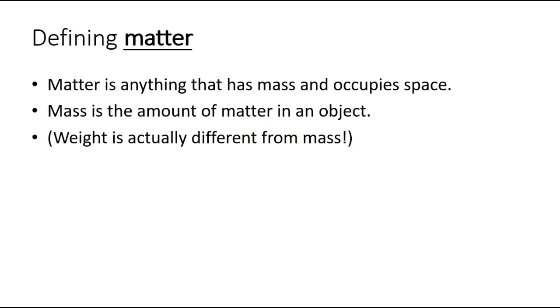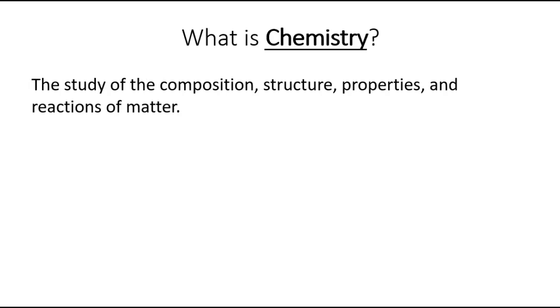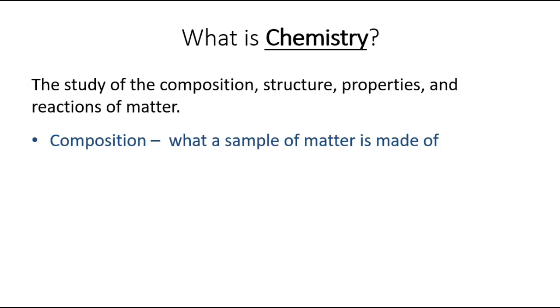So going back to our definition of chemistry then, with an understanding of matter, we can take a closer look at what we mean when we talk about the composition, structure, properties, and reactions of matter. So when we ask about composition, what we want to know is, what is a sample of matter made of? What does that substance have in it? The structure refers to how it's built. How do the bits of matter relate to each other spatially? How are they oriented? How much space is in between? Etc.